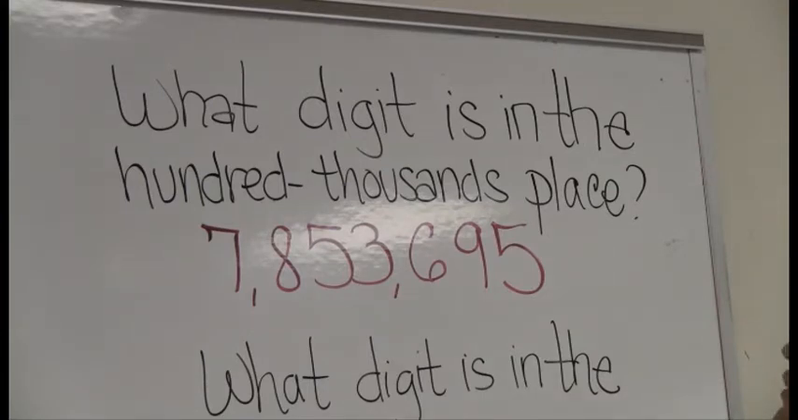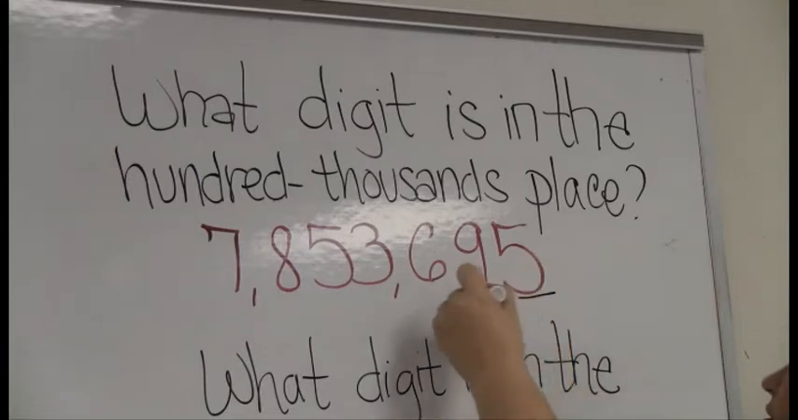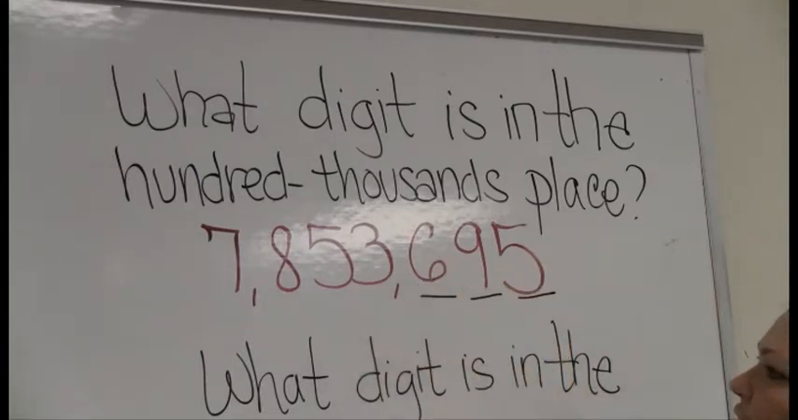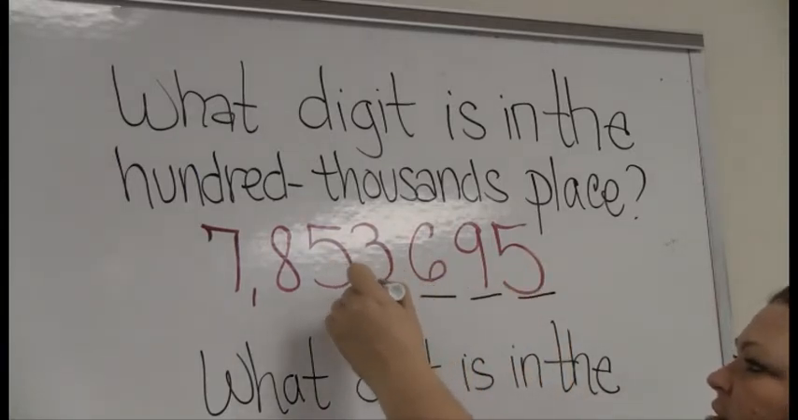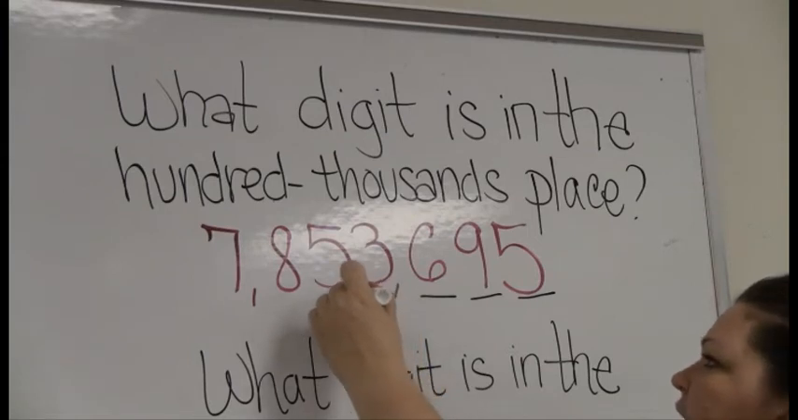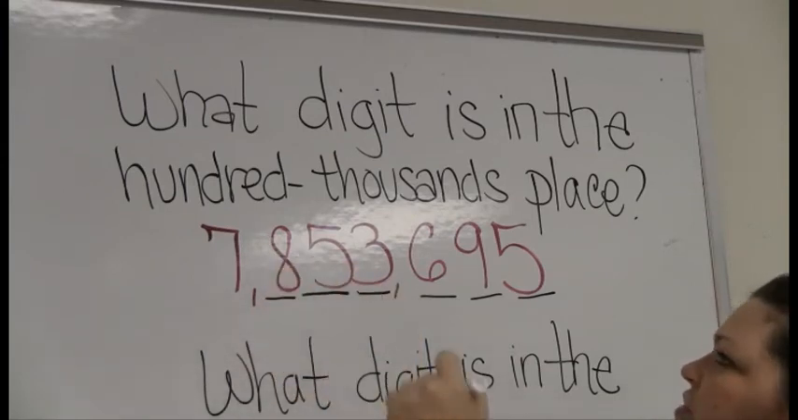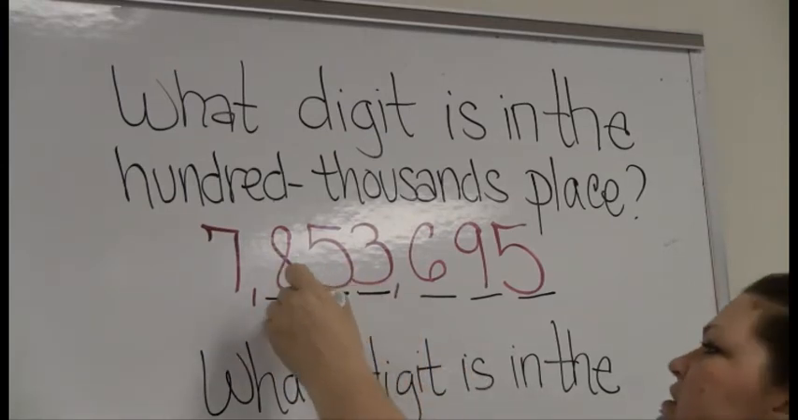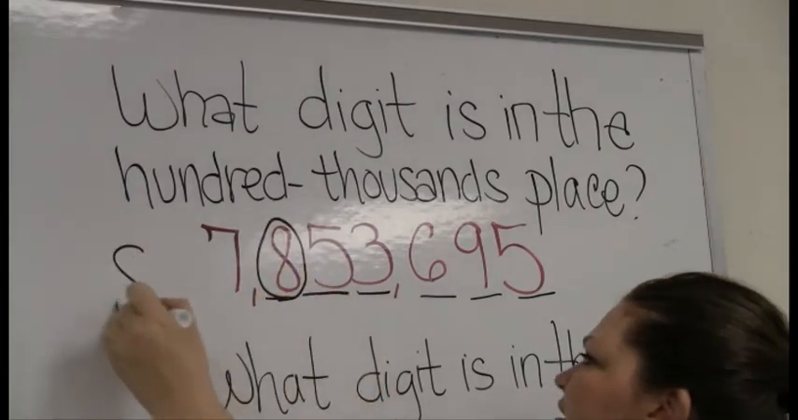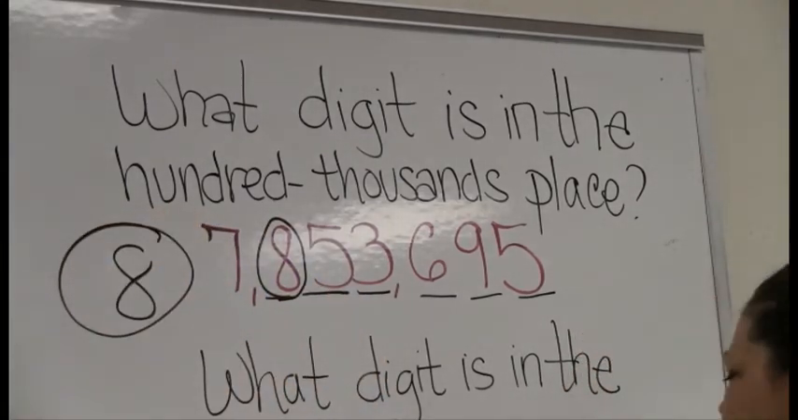So let's find that hundred thousands place using our method from the right. Ones, tens, hundreds, 1,000s, also known as the thousands, 10,000s, 100,000s. Excellent. So what digit's in our 100,000s place? The digit 8.